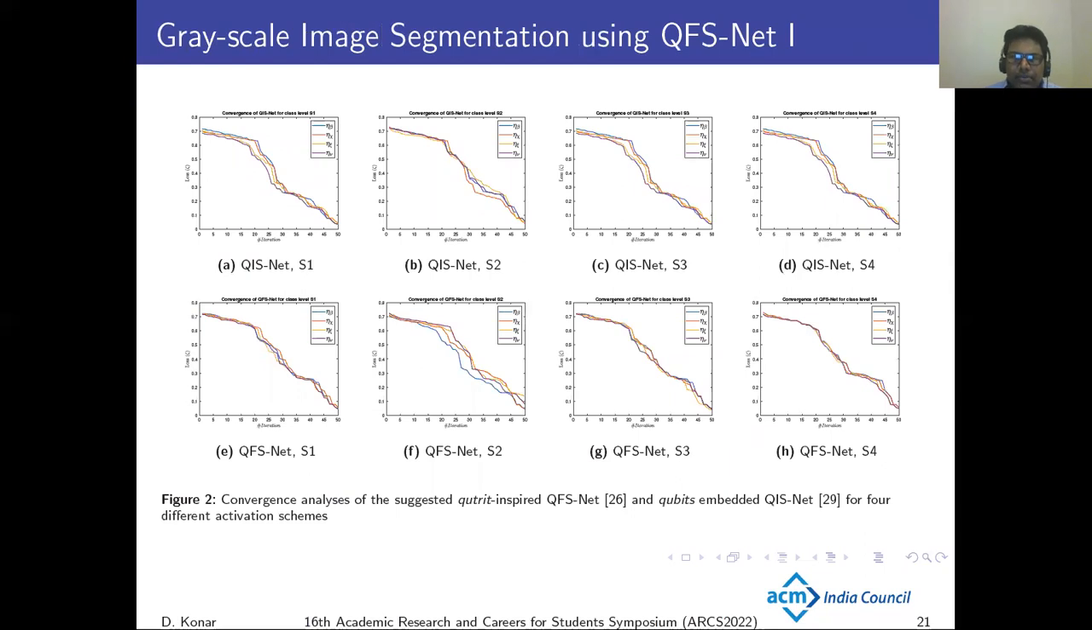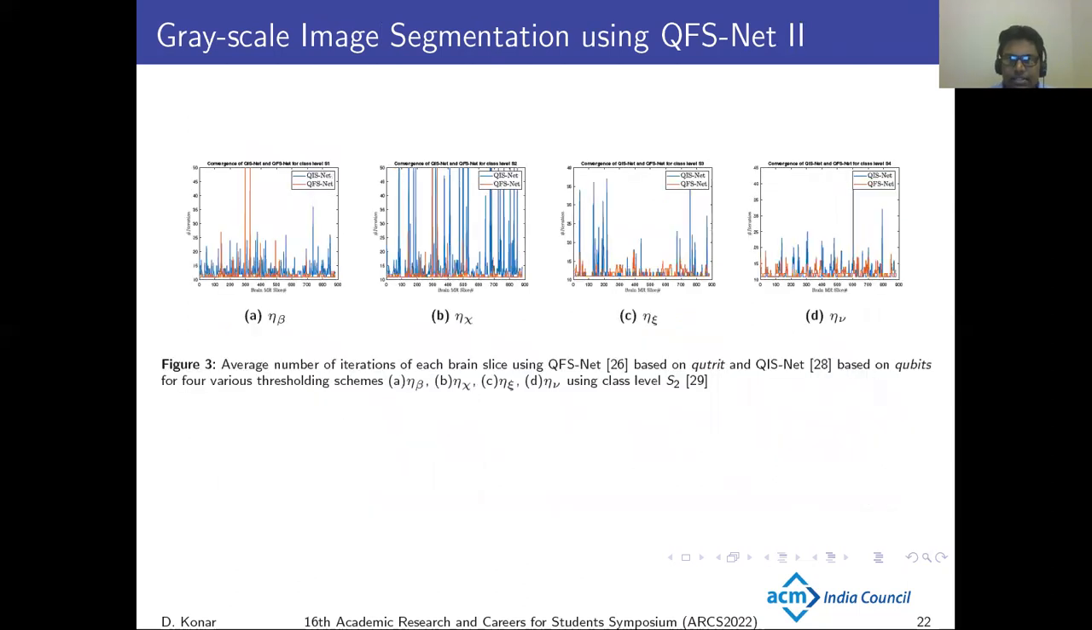So this is the convergence of our network on various hyperparameters S1, S2, S3, S4. These are basically various cluster levels in our network architecture. And QISNet is basically based on qubits. That is our earlier published work, and this is our current work, that is Qutrit. So as you can see from the figure, the convergence of this Qutrit is much better. And here you have some hyperparameters we have used in this case.